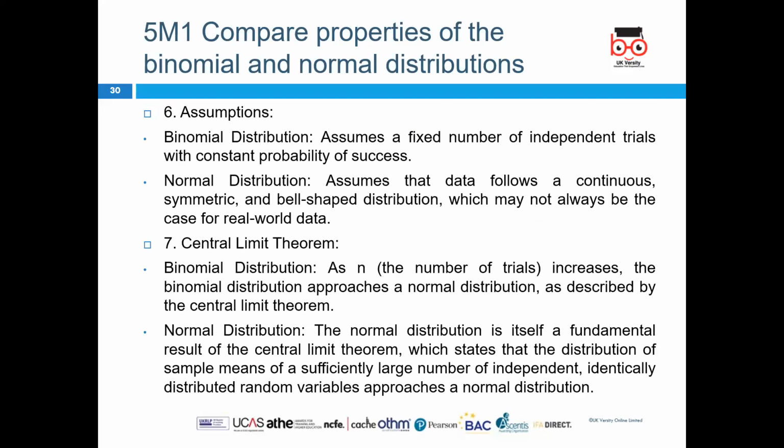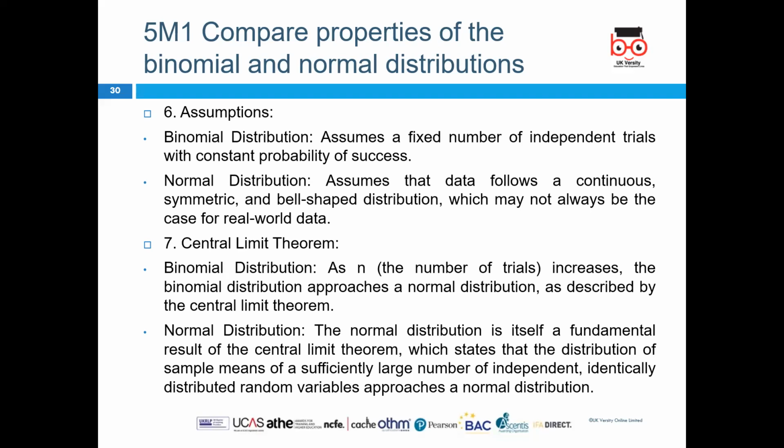So next, assumptions. The main assumptions for the binomial distribution are a fixed number of independent trials with a constant probability of success. Whereas the normal distribution follows a continuous, symmetric and bell-shaped distribution, which may not always be the case for real-world data.